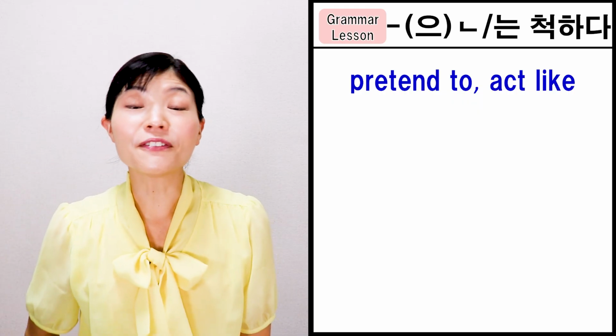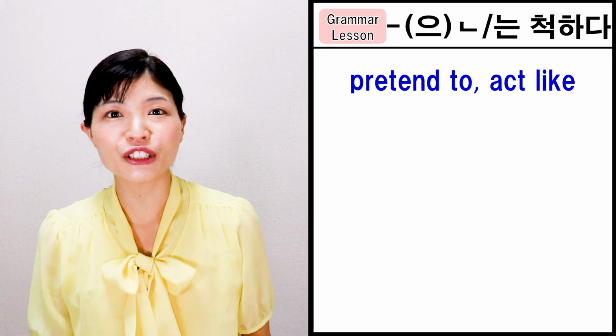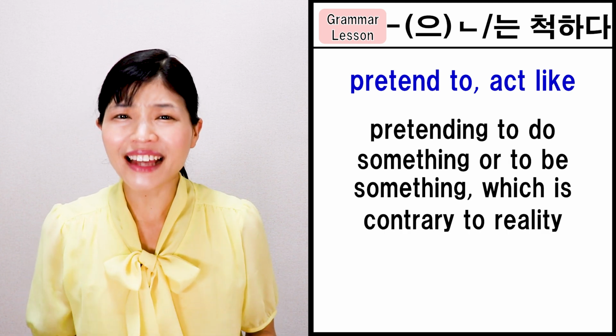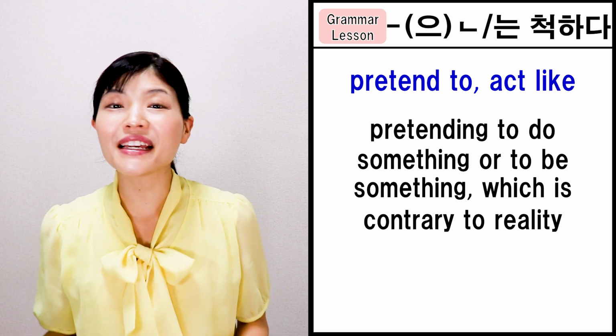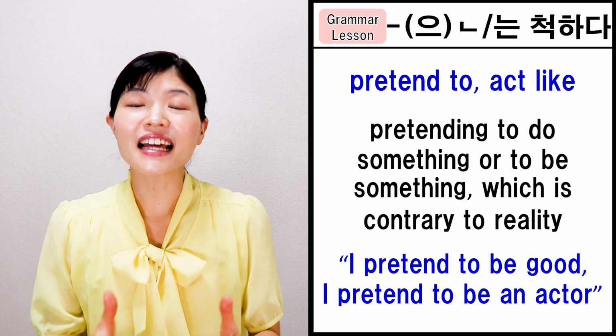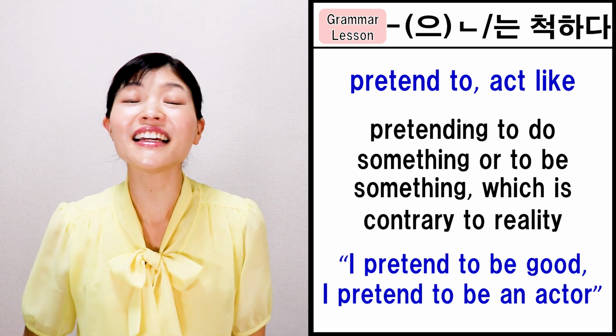Now, let's look at the first grammar. 는 척하다 means pretend to, act like. It indicates that one is pretending to do something or to be something which is contrary to reality. It is like I pretend to be good. I pretend to be an actor in English.